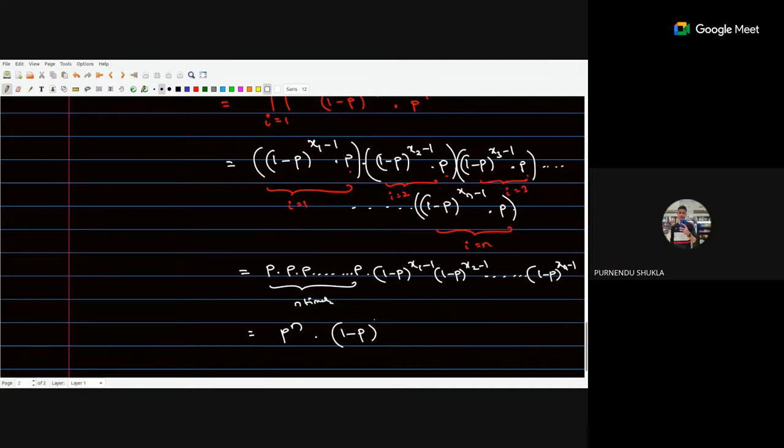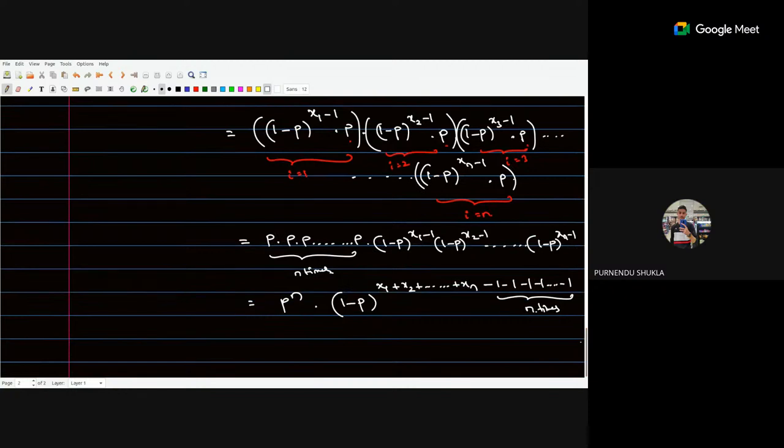(1 minus p) to the power (x1 plus x2 plus and so on plus xn) minus 1 minus 1 minus 1 and so on minus 1. So how many minus 1s will be there? There are n of them, n times. So n minus 1s are minus n. So we have p power n times (1 minus p) whole power.